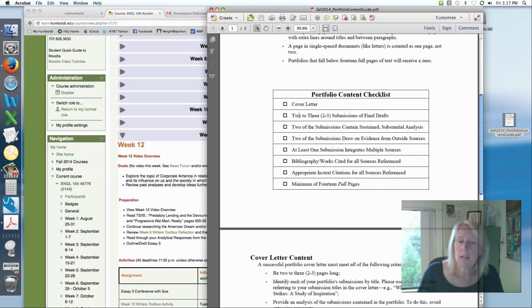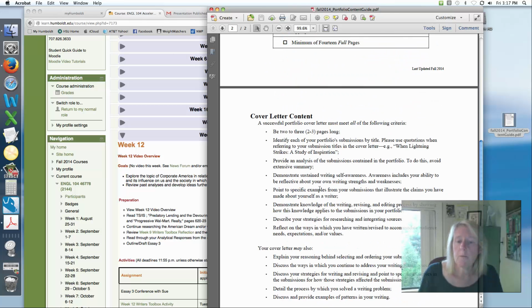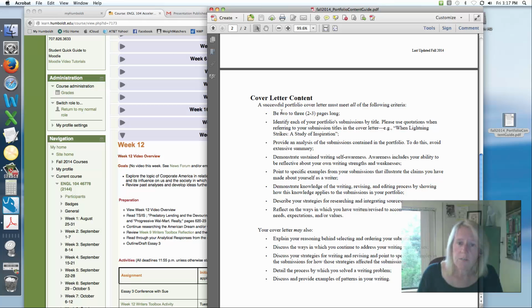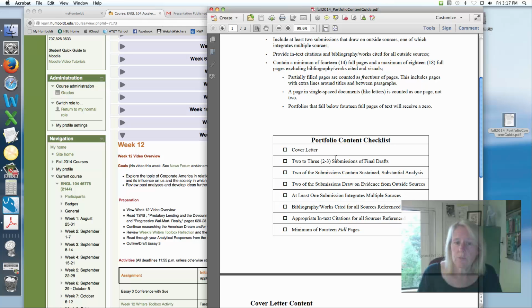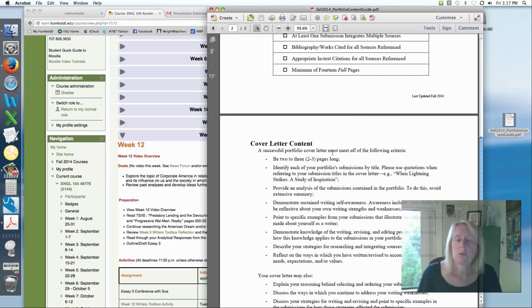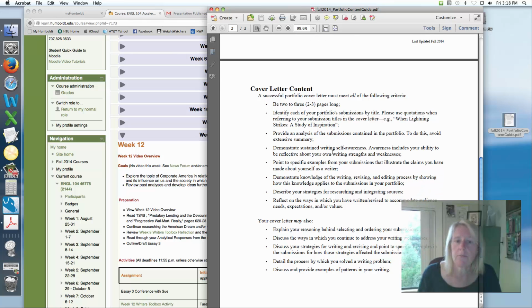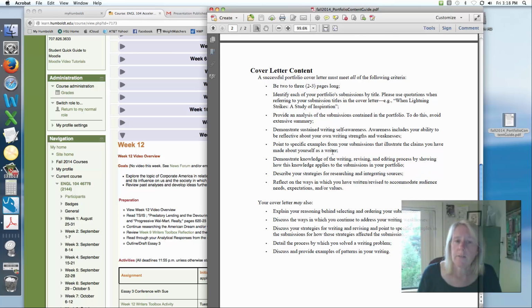And here's a nice checklist here with your cover letter. There's additional information about your cover letter. This is your content checklist for the portfolio, so double check this before you submit to make sure you have all those things included. And your portfolio cover letter is how you're going to introduce your writing to the committee. You're going to talk about your skills and your challenges and what you accomplished this semester as a writer.